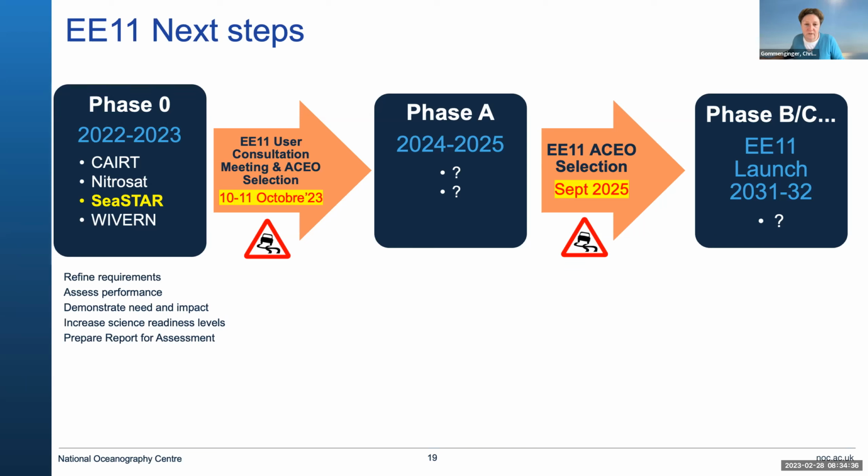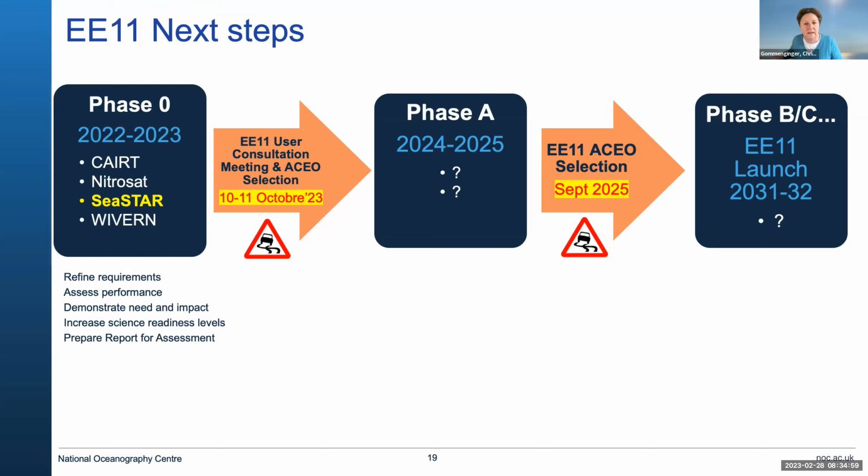So in October of this year, there will be a user consultation meeting. We don't know yet where, but this will be an open meeting for people to attend, when the four missions will be presented to the community and open for discussion, essentially. And this is followed immediately after that by the ASEO selection.